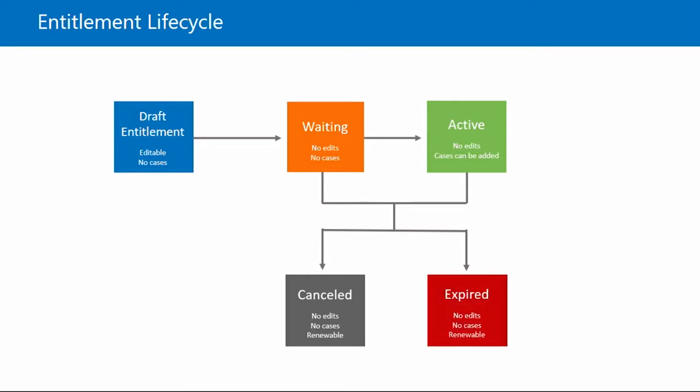The other option as far as the status goes is that these entitlements can expire. So if the end date of the entitlement was today, and tomorrow we view the entitlement, we would see it's expired. With an expired entitlement, no edits or cases can be performed on this. However, just like with canceled entitlements, expired entitlements can also be renewed. Now that we know the different types of statuses for entitlements and the entitlement lifecycle, let's look at how they actually look in the user interface.